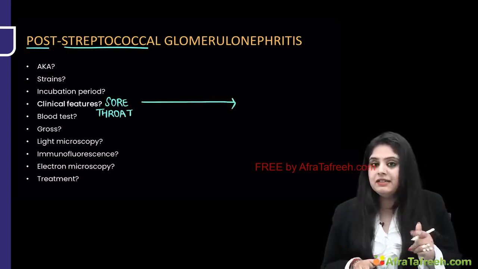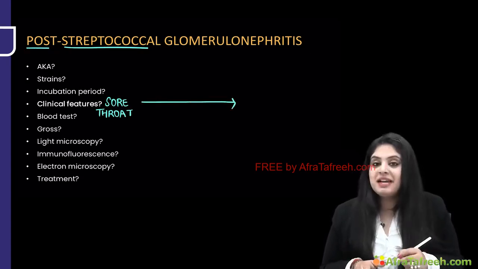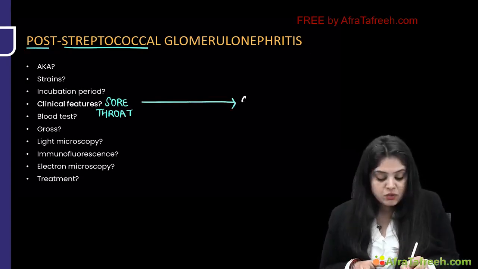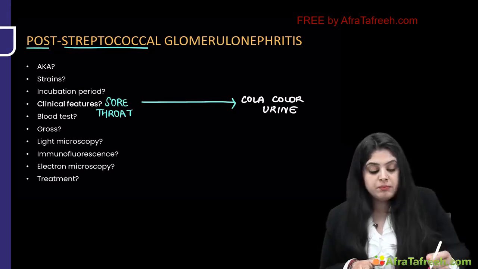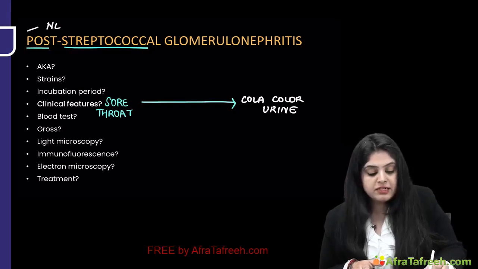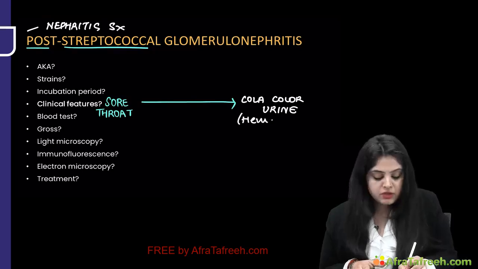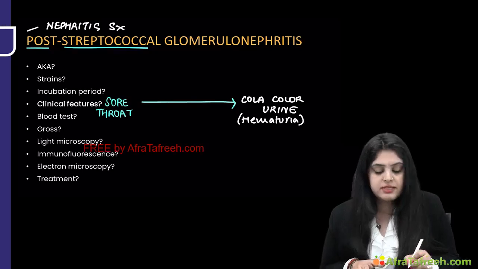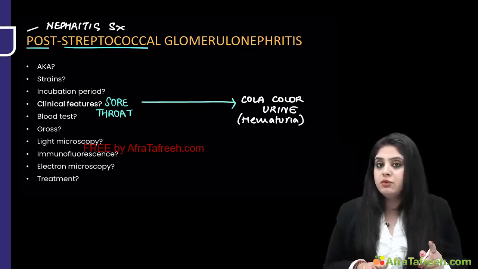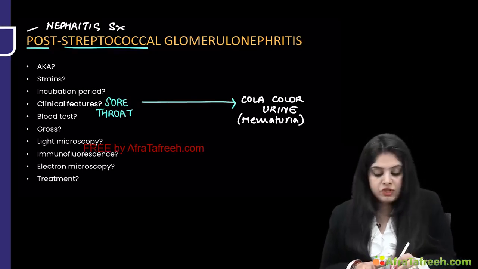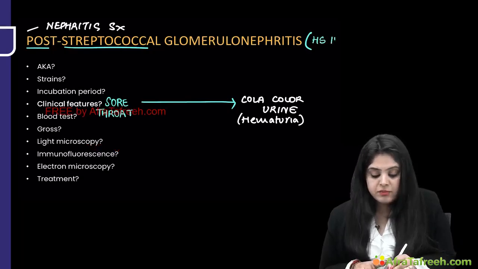Now, some timeline after a sore throat, which you are going to tell me, there is a patient who comes to you with cola color urine. Why am I writing cola color urine? Because I know that PSGN is a nephritic syndrome, and with a nephritic syndrome, will there be hematuria? Yes, there is going to be hematuria. But why did I say that you will tell me the timeline? Because go back to your immunology chapter, and PSGN is which hypersensitivity? It is hypersensitivity type 3.